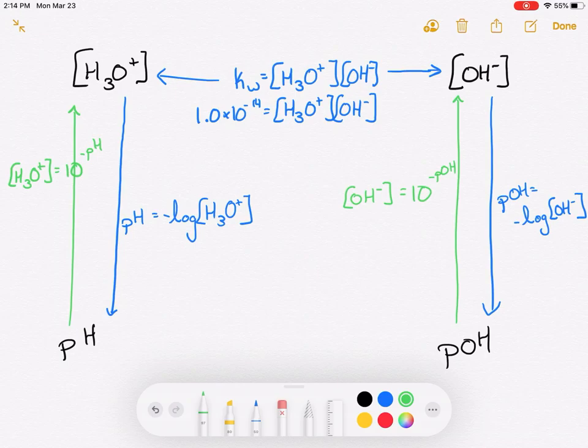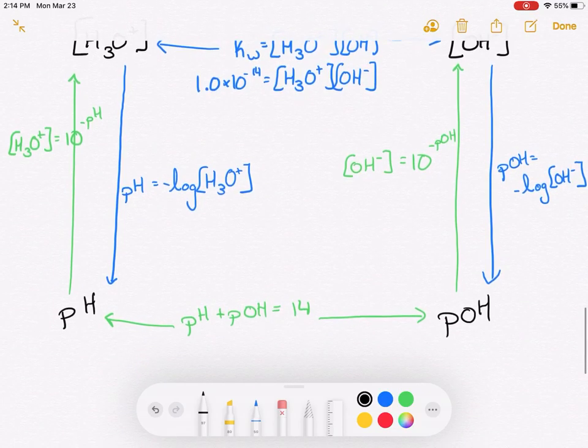Okay, and then we just have one last section here, going between pH and pOH. So, let's see, we'll do it in green, why not? We know that pH plus pOH always equals 14. So if we know our pH, we can plug it in. If we know our pOH, we can plug it in, and we can get either one from that. Now let's break this down. How do I know that pH plus pOH equals 14?